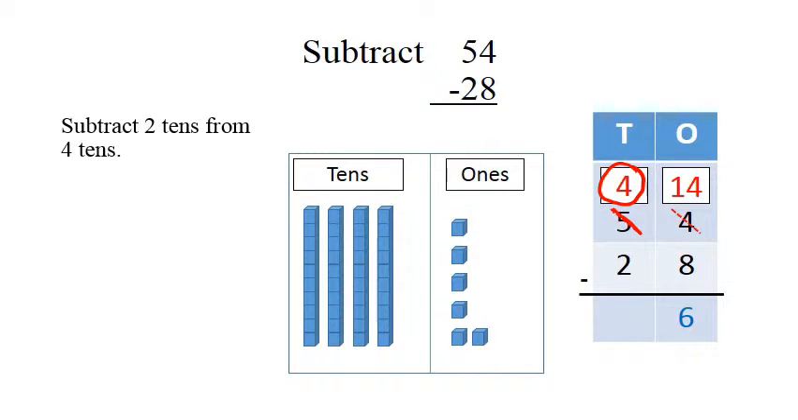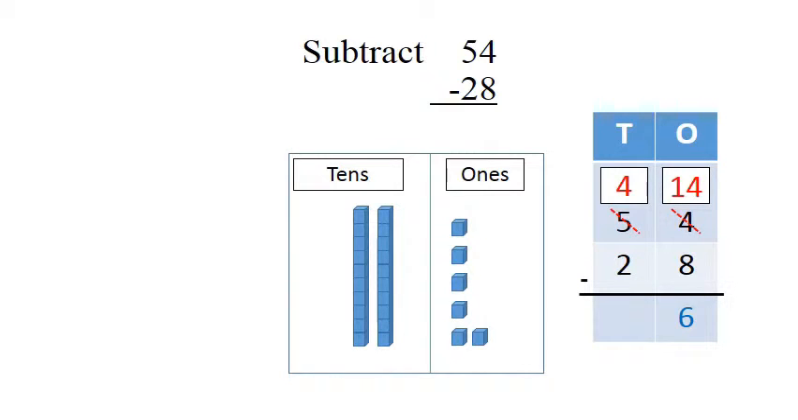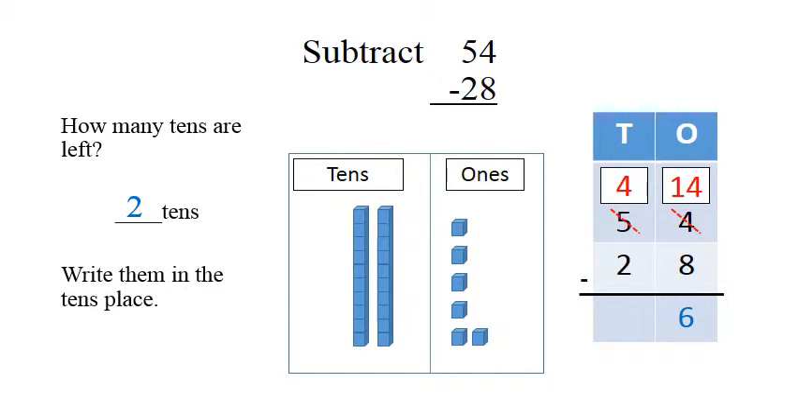So I'm going to take them away on my base 10 models. There's 1, there's 2. I'm also going to count backwards. 4, 3, 2 tens. So how many tens are left? 2 tens. Now I'm going to record that over in my answer in the tens place. So the difference is 26.